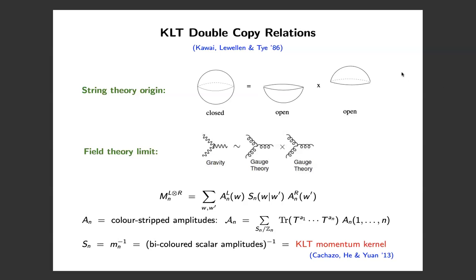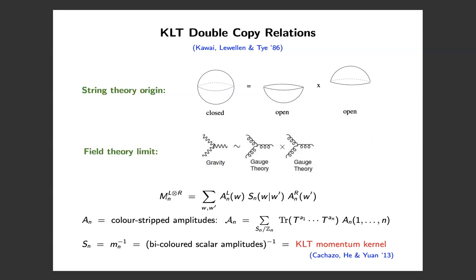If we take the zero slope limit, the field theory limit of the string amplitudes, the closed string amplitudes become tree level amplitudes in gravity, and the open string ones become gauge theory amplitudes. So this is the idea behind the double copy: the gravitational amplitudes are somehow given by gluing together two copies of gauge theory amplitudes.